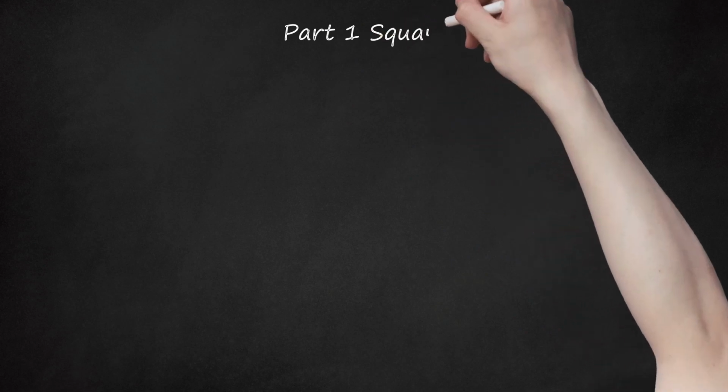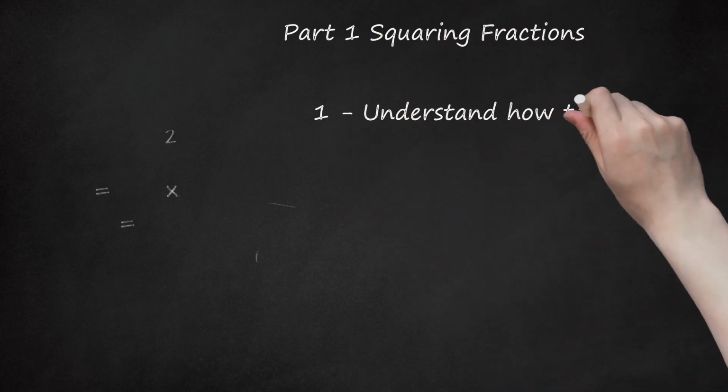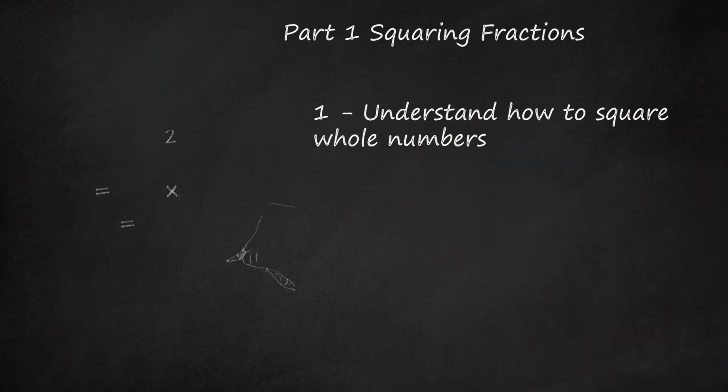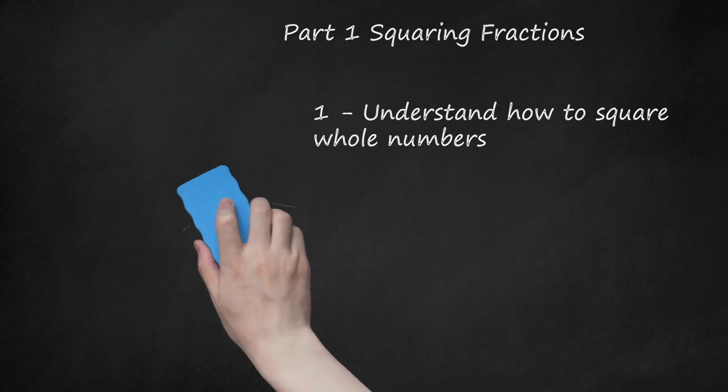Part 1: Squaring fractions. 1. Understand how to square whole numbers. When you see an exponent of 2, you know that you need to square the number. To square a whole number, you multiply it by itself. For example, 5 squared is equal to 5 times 5, which is equal to 25.